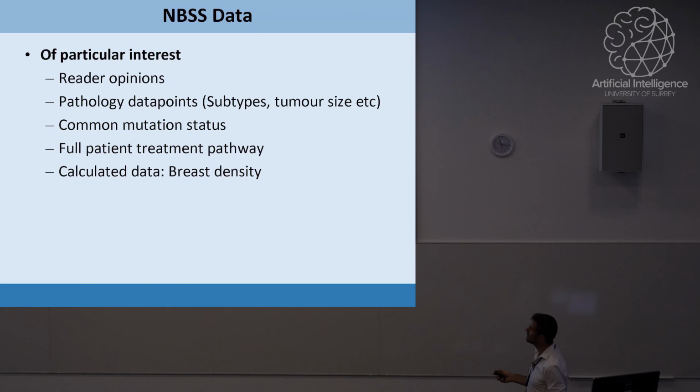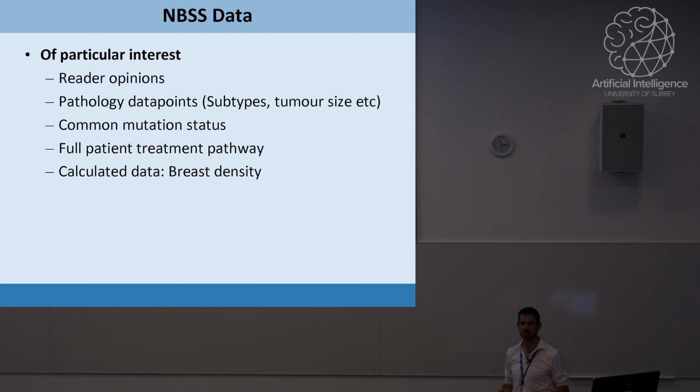So of particular interest, I alluded to the readers. In the breast screening program in the UK, we have two readers by law. So you have a first reader, second reader. Often the second is blinded, not always. And then if there's a disagreement, you get a consensus read. And quite often you have a further consensus read. So you have a lot of readers, especially compared to other countries. And that information is actually stored. All of their opinions are stored.